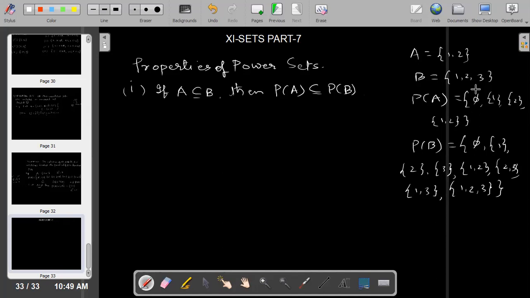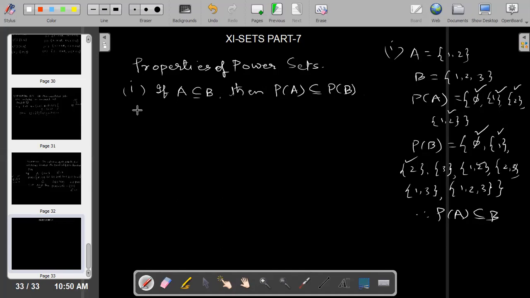Okay. Now you can see this. This is belonging to this. All elements of the power set of A should be elements of the power set of B. Then it is a subset. So the empty set is there, {1} is there, {2} is there, {1, 2} is there. Therefore, this proves that the power set of A is a subset of the power set of B. So this is the first property.